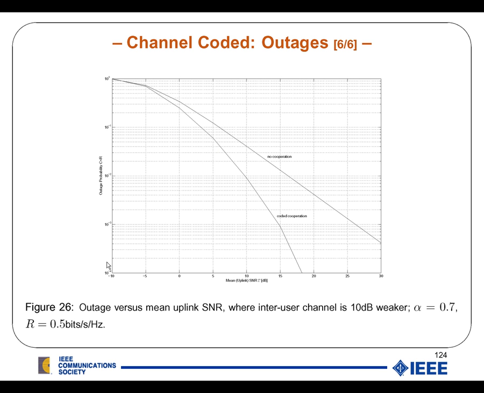The performance clearly indicates where we show the outage probability versus the mean uplink signal-to-noise ratio. We show clearly that if we don't use cooperation, we get a single gain performance here, whereas if we use coded cooperation, we get a diversity gain here, which has a steeper slope.